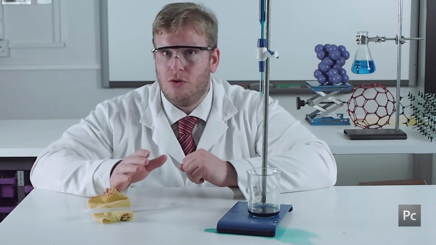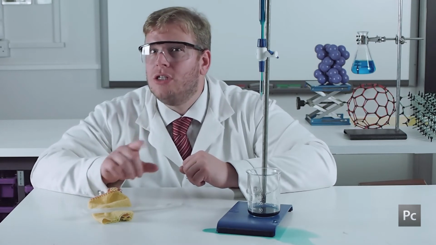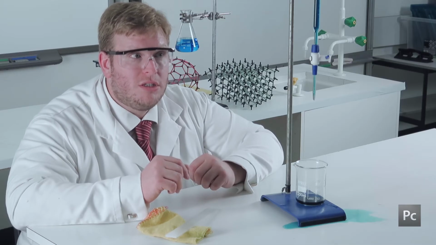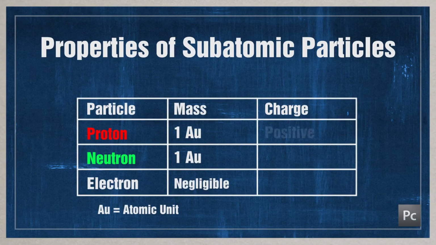So far, I have told you that protons and neutrons have the mass of one atomic unit, and the mass of an electron is negligible. But what charges do protons, neutrons, and electrons have? Well, let's start with the easy ones to remember. Protons are positive. Remember, P for proton, P for positive. Got it? Good. Neutrons are neutral. If you look at the name neutron, you can see it has part of the word neutral in it. That will help you remember.